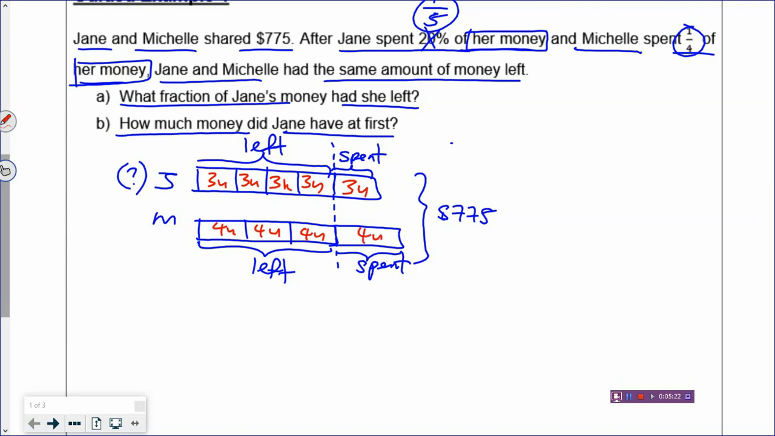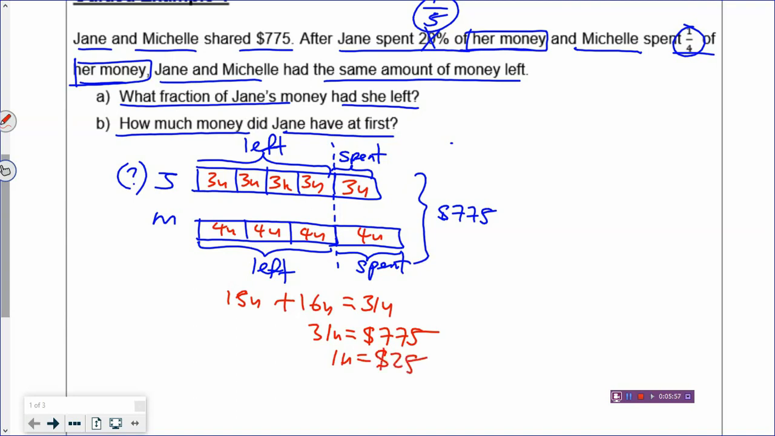And now you can solve. So how many units do they have altogether? Jane has 15 units and Michelle has 16 units, and we are correct to draw the model because Michelle has more units than Jane. So Michelle's rectangle is supposed to be longer than Jane's. And together they have 31 units. So 31 units is $775. So your 1 unit will be 775 divided by 31, and your 1 unit is $25.